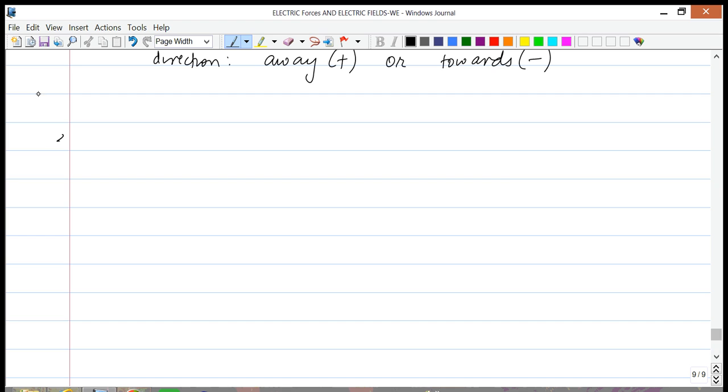Let's take a simple example and make sure we understand this. Let us say that I give a charge of value 5 microcoulomb and we have some point P in space that is at a distance of 3 meters from this charge. We ask, find the electric field. What is the magnitude and direction of the electric field at this point P?